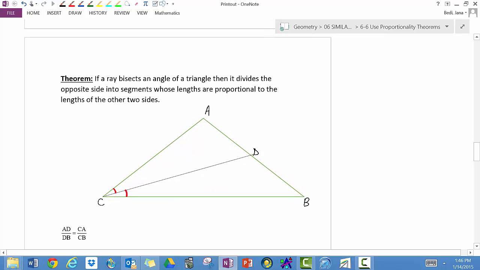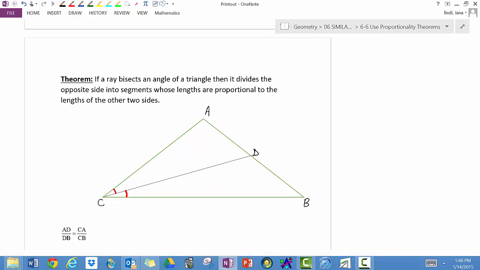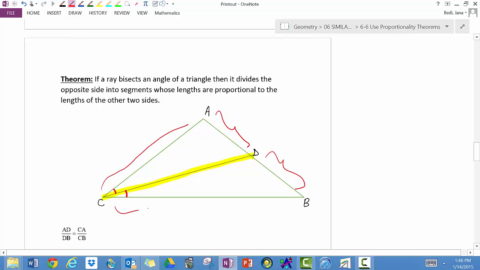Completely different diagram right now. We have a triangle, and in this triangle we have a ray CD, and what ray CD is doing is it's creating two congruent angles at the vertex C. If that happens, okay, now pay attention here, if that happens, then AD over DB equals CA over CB. So the side that's divided by the angle bisector.